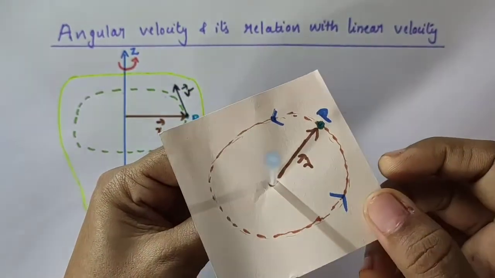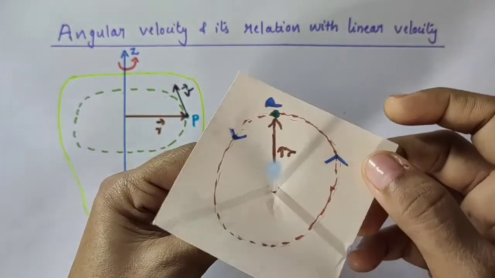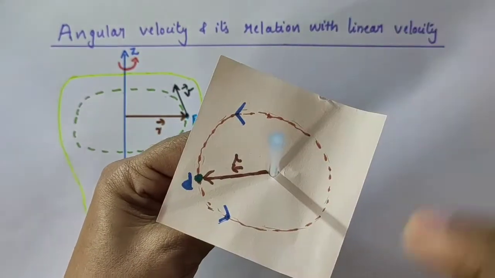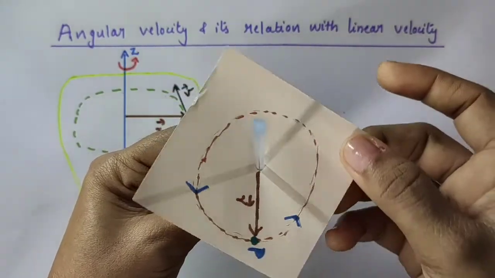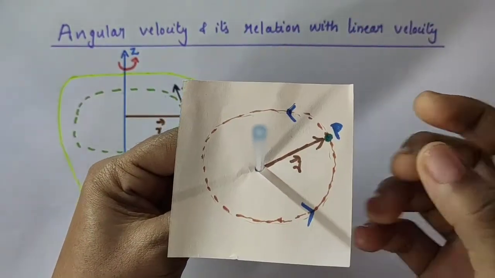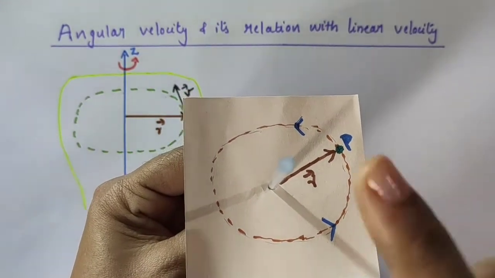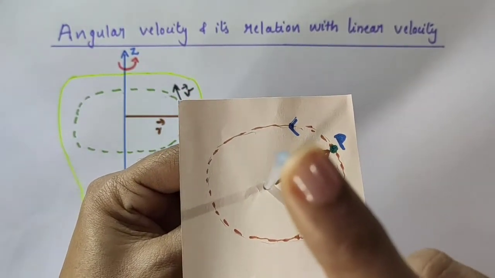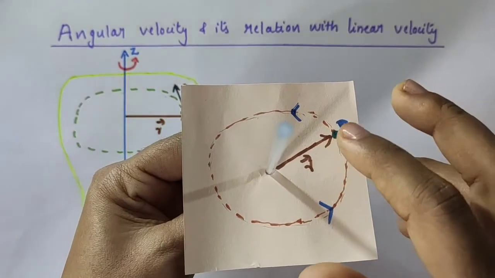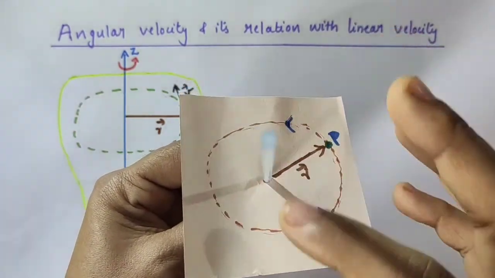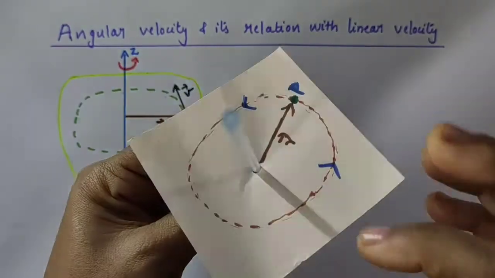It describes a circular path. It was initially here, after some time it reaches here, after some time the particle has reached here, then it will reach here again. So when we consider the rotational motion of a rigid body about a fixed axis, we can see that every particle of this rotating body moves in a circular path, or moves in a circle.